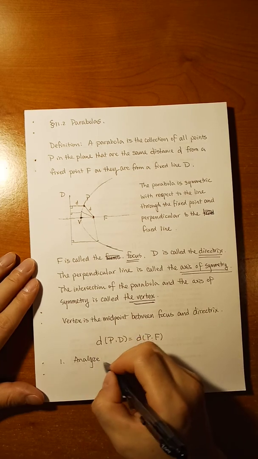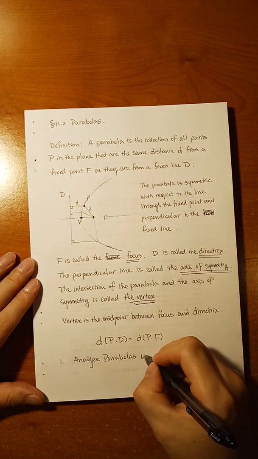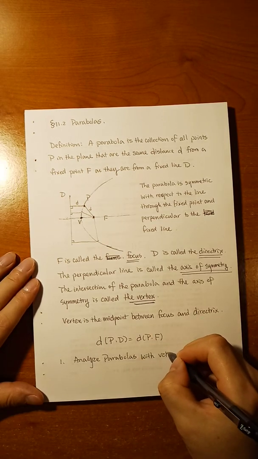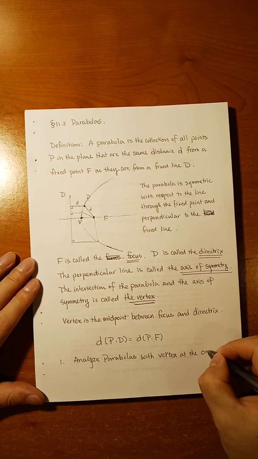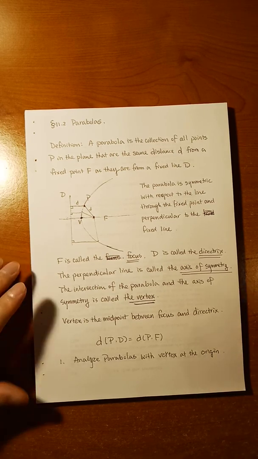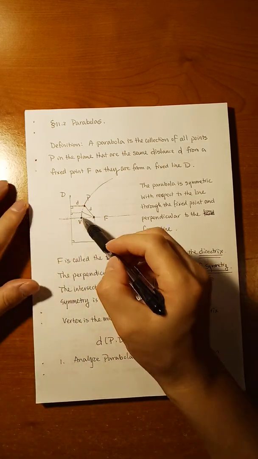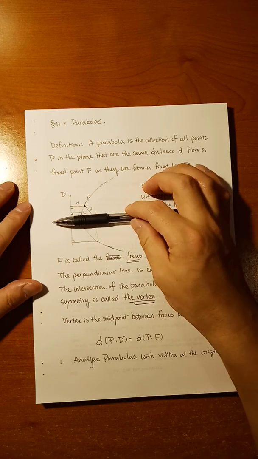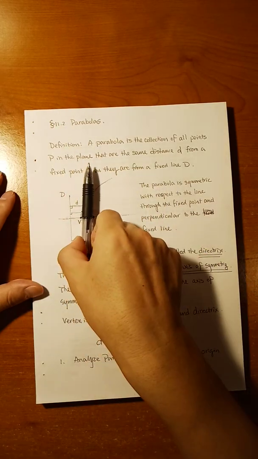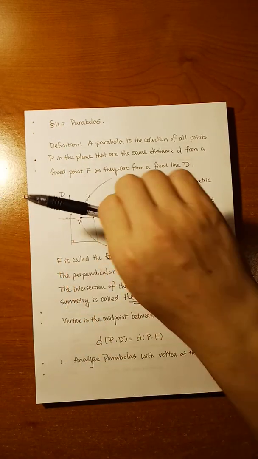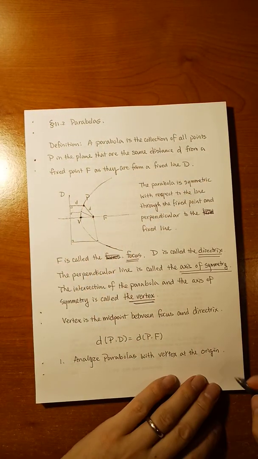Analyze parabolas with vertex at the origin. So we will place this point at the origin, not the focus. The focus is not at the origin. This point is at the origin. Also, we will place this axis of symmetry either along the x-axis direction or along the y-axis direction. Okay, so we will basically place this either horizontally or vertically. Now let's see the first case.